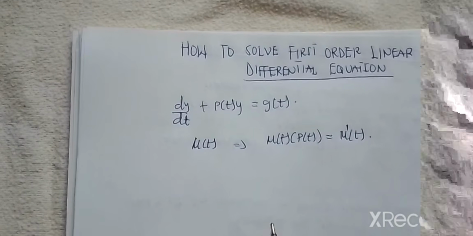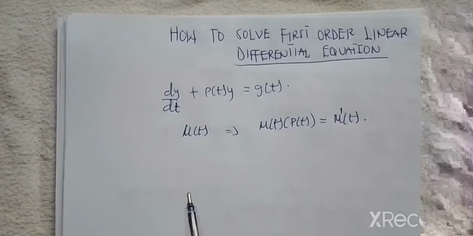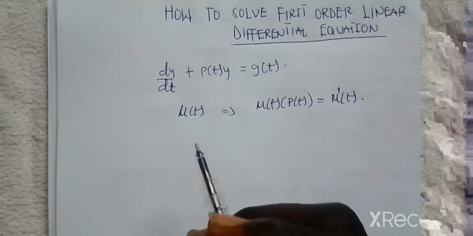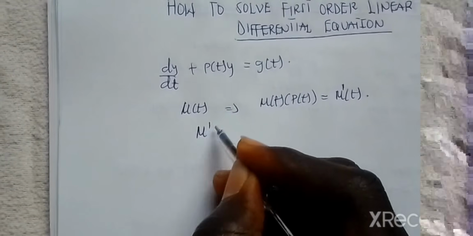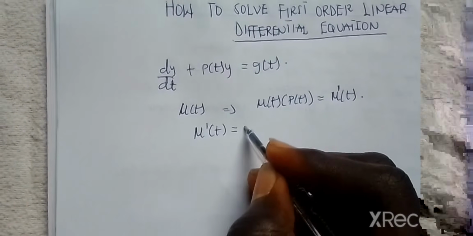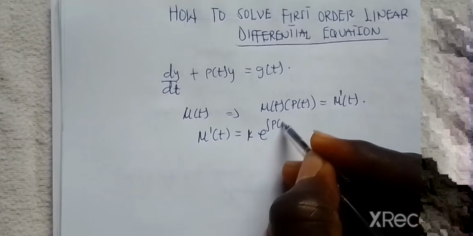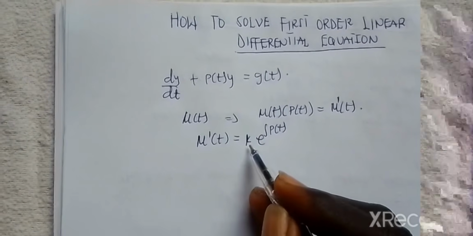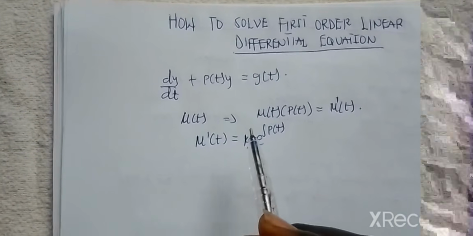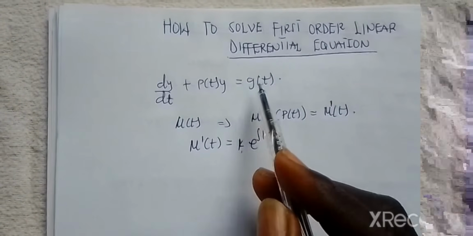So always, to solve the first order linear differential equation, what you are going to do is find your integrating factor. In the previous video we saw that the integrating factor mu of t is always equal to k multiplying e to the power integral of p of t, but we don't bring the k when you are finding the integrating factor. So now let's move straight to solve this first order linear differential equation.